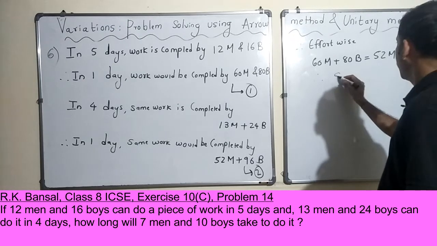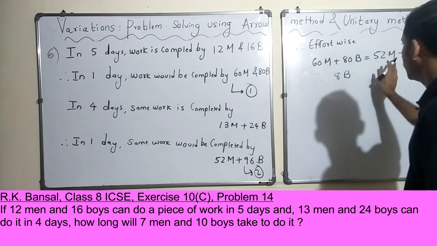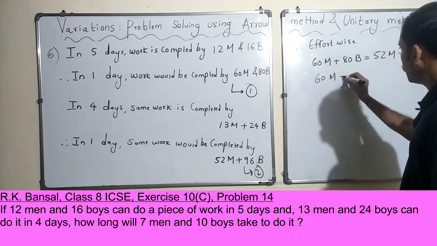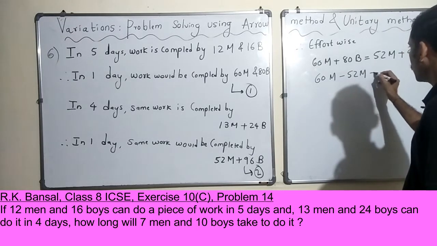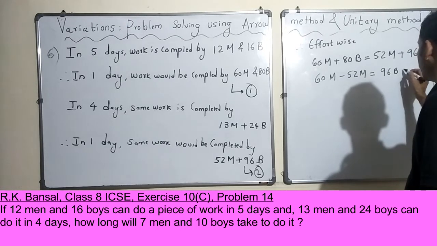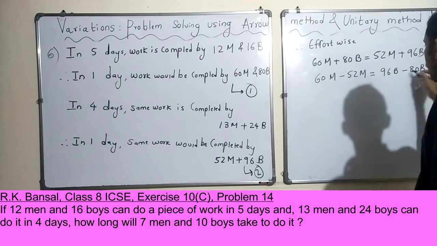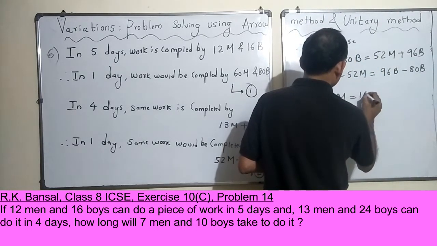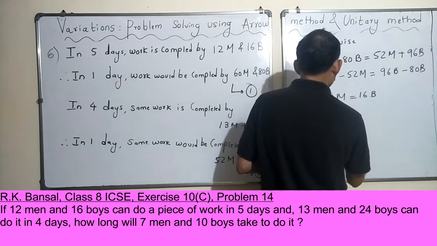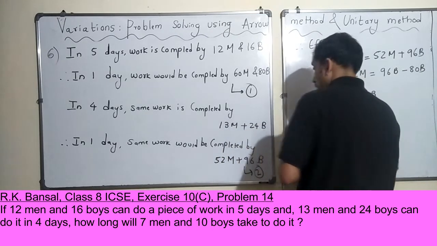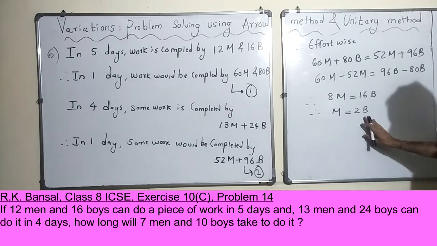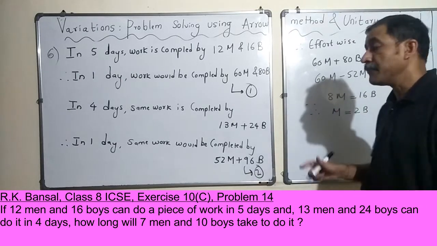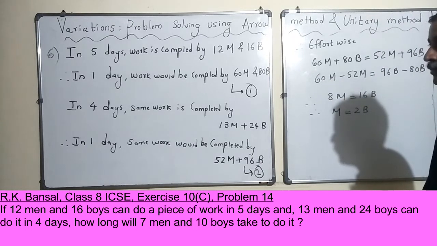Therefore, I just rearrange this: 60M minus 52M equals 96B minus 80B. Therefore 8M is equal to 16B, therefore M is equal to 2B. So one man effort wise is equal to 2 boys, just remember this. One man is strong enough to do the work of 2 boys.